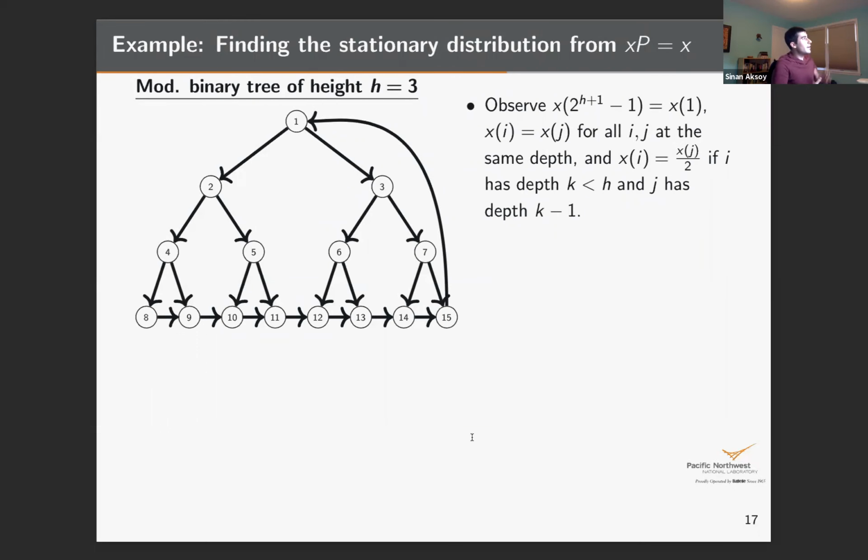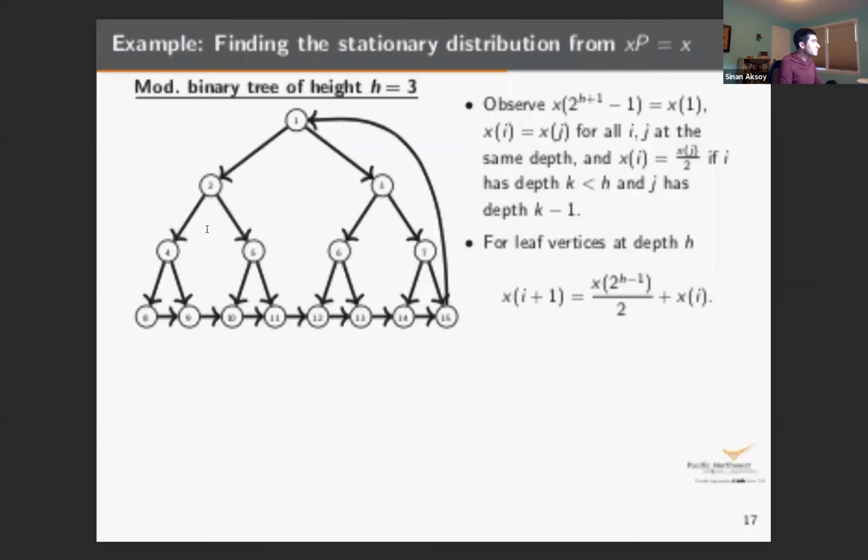It's really just by analyzing the set of equations you get from xP equals x. We could maybe start by observing, for instance, that this bottommost vertex here and the root vertex must have the same value in the stationary distribution. And furthermore, all the vertices on the same level must also have the same value, except for this bottom level, and their value is 1/2 of whatever they get from above.